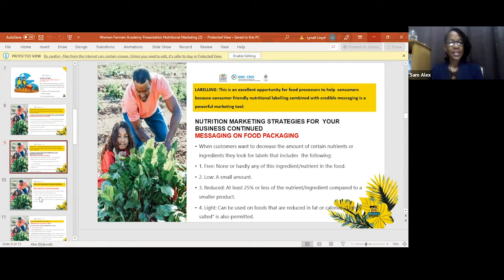So we're still on labeling, okay? Right, so we're still on labeling, and the first aspect of labeling we're going to look at are the things that customers do not want. If customers want to decrease a certain amount of nutrients or ingredients, they look for labels that include the following: Free, none or hardly any of this ingredient or nutrient in the food. Low, which is a small amount. Reduced, which means that at least 25% or less of that particular ingredient compared to other food products.